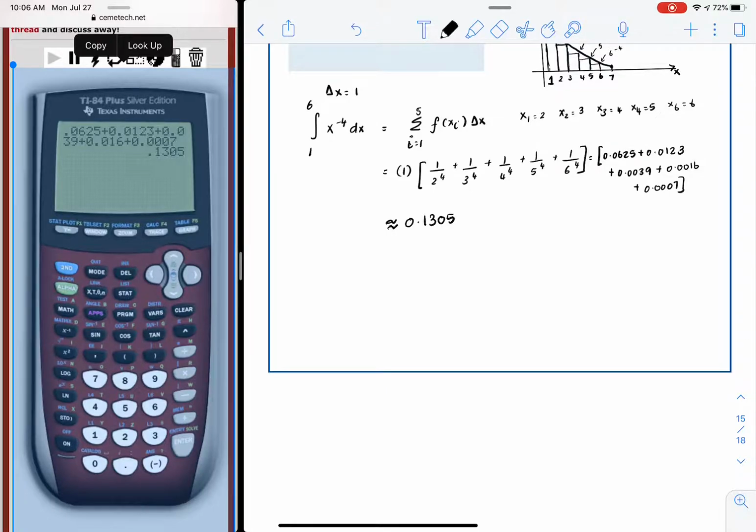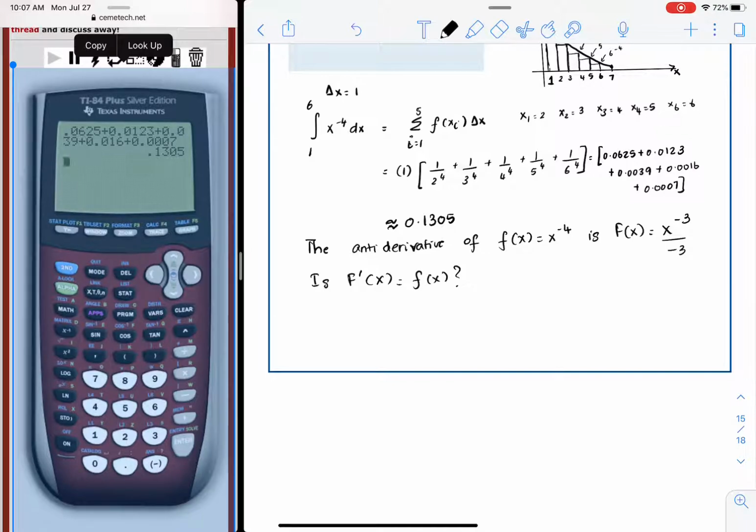Now I want to find the exact value. So the antiderivative of f of x equals x raised negative 4 is, let's see, x raised negative 3 over negative 3. Let's take the derivative. Is f prime of x equal to f of x? Well, f prime of x is negative 3 x raised negative 3 minus 1 over negative 3. Those two would go away, and we have x raised negative 4. So we have the correct antiderivative.